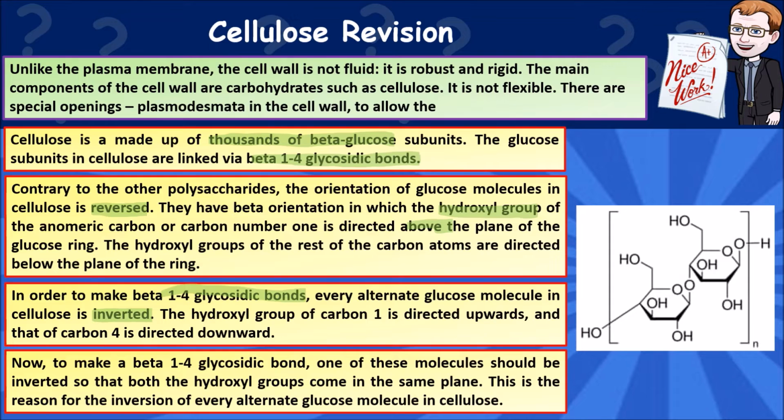So to make that beta-1,4-glycosidic bond, one of these molecules should be inverted so that both hydroxyl groups come into contact in the same plane.